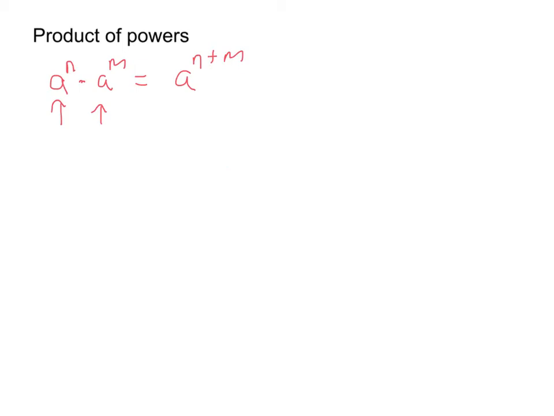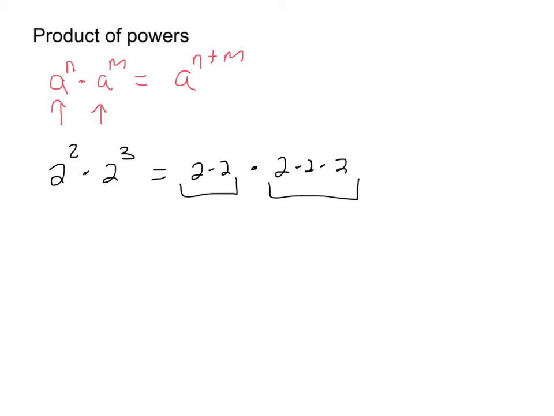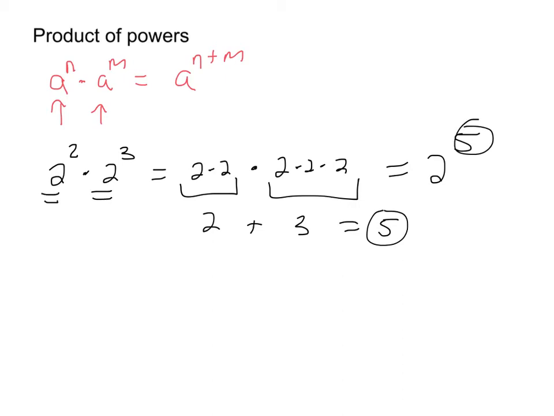So for example, if I had 2 squared times 2 cubed, that's the same as 2 times 2, and that's our first term, times 2 times 2 times 2, that's 2 cubed. Well, how many 2's do we have? 5. So if we take the 2 and the 3 and add them together, we get the 5. So when we're multiplying terms that have the same base, we're going to add their exponents.